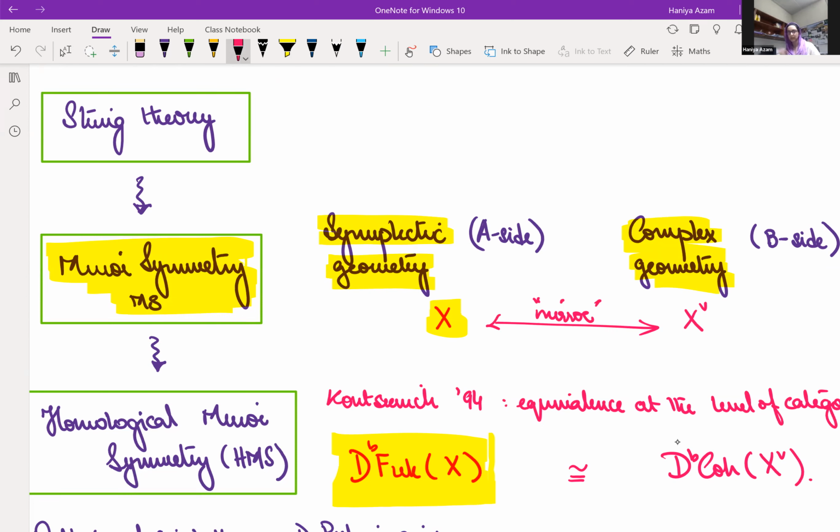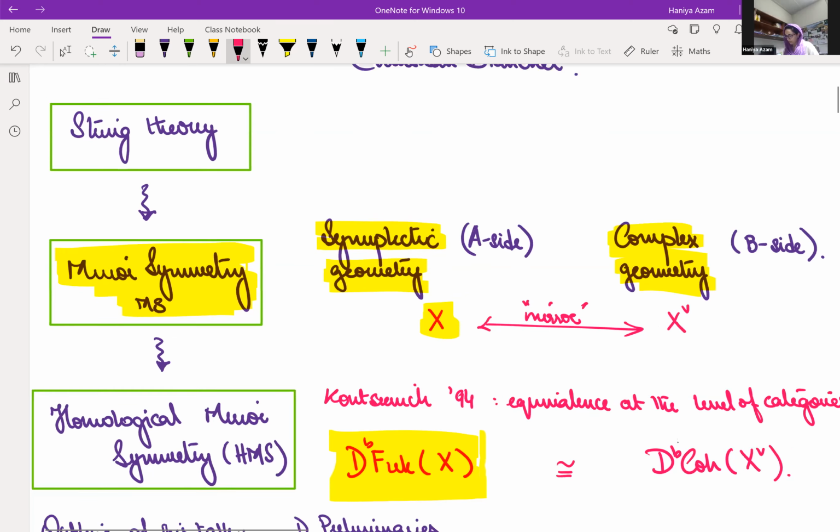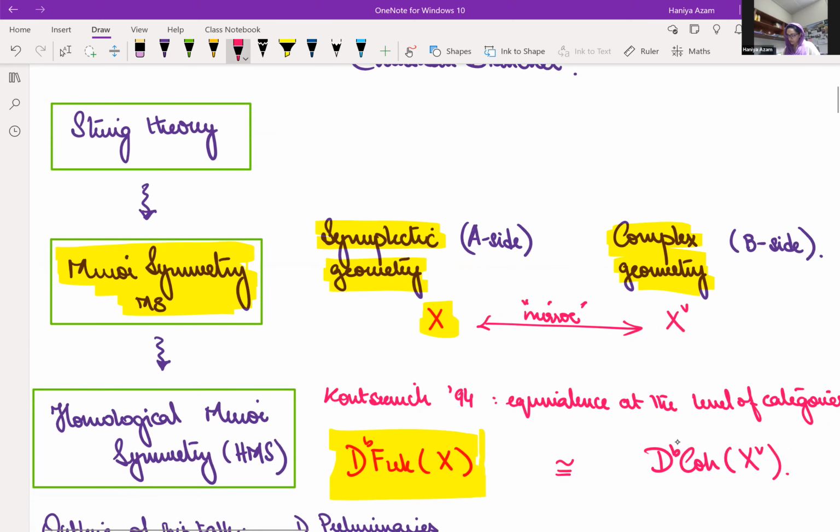So the symplectic side is usually referred to as the A side, and the complex geometry is generally referred to as the B side. And this mirror symmetry is a phenomenon which, as I said, was initially reported by the physicists. And I will give you some idea of why this took mathematicians, in particular geometers, by storm. For mirror symmetry, there was a mathematical formulation given by Kontsevich in 1994.